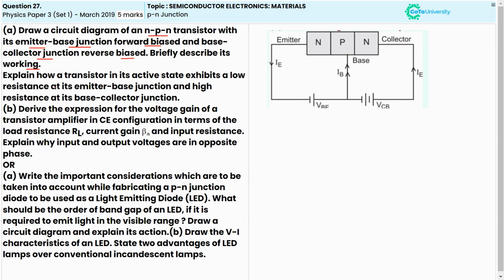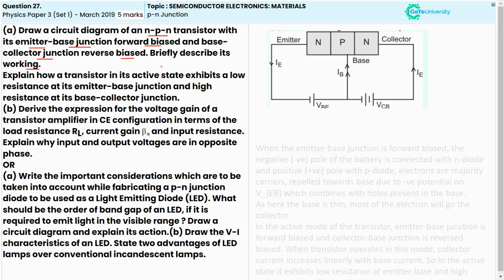This is the NPN transistor with its emitter base junction forward biased, and the base collector junction reverse biased. This collector junction is reverse biased. Okay, how it works we'll see now.